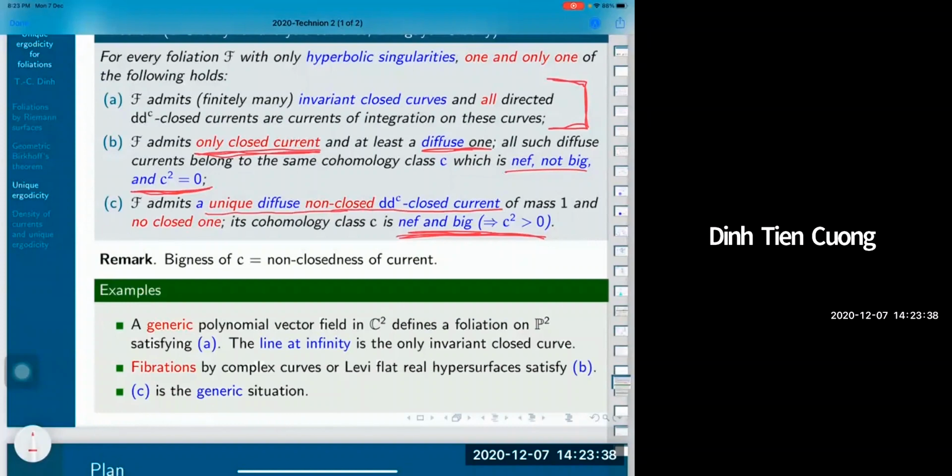So here, for example, if you take a generic polynomial vector field in C2, then the line at infinity is the only invariant closed curve, and you have nothing else. You are in situation A here. You can also have some situation of some surface which is foliated by a complex curve or by Levi-flat hypersurface. Then you are in situation B. You have some examples like that. And the generic situation is the case C, as I told you. This is the generic situation. You have the unique ergodicity.